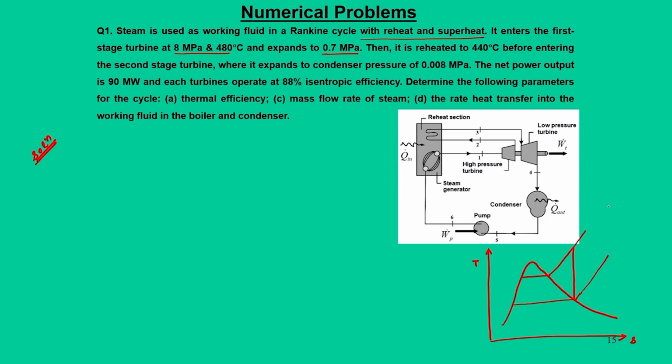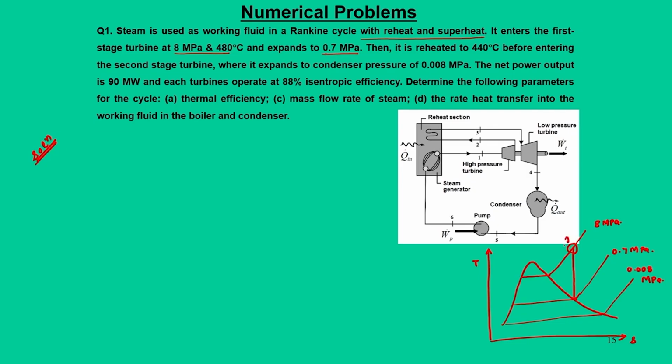We have the first pressure line, which is the highest pressure line, 8 megapascal. The second pressure line, where reheating is done, is 0.7 megapascal, and the third one is the condenser pressure line, that is 0.008 megapascal.